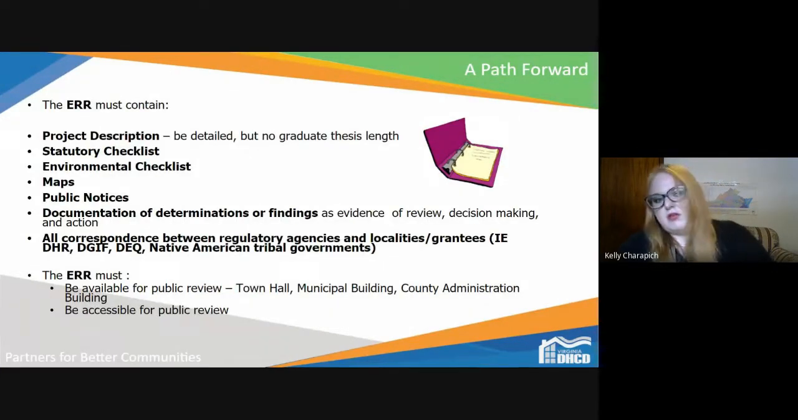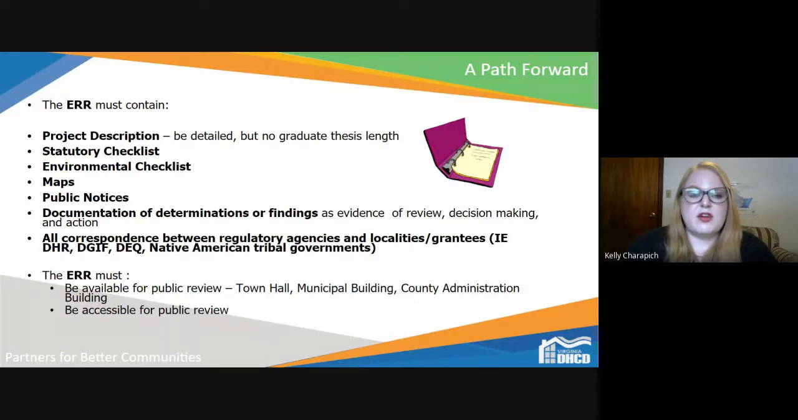The environmental review must contain everything on this slide. We can't go into too much detail today, but I do want to point out, make sure to pay attention to your project description, your statutory checklist, your public notices, and any and all correspondence you have between regulatory agencies and your locality. Not only that, the environmental review must be available for public review.